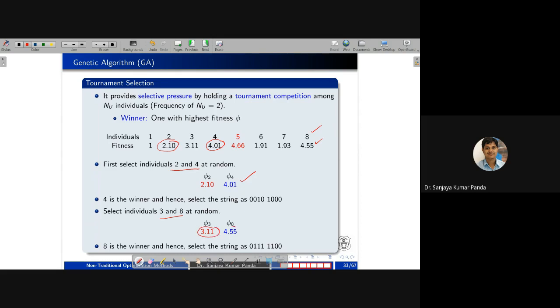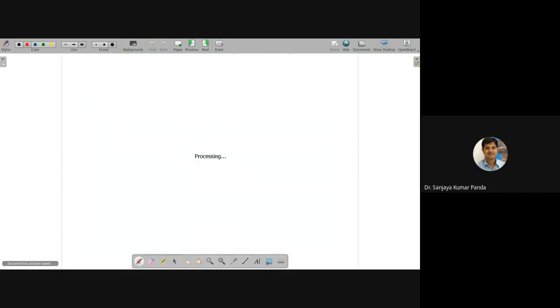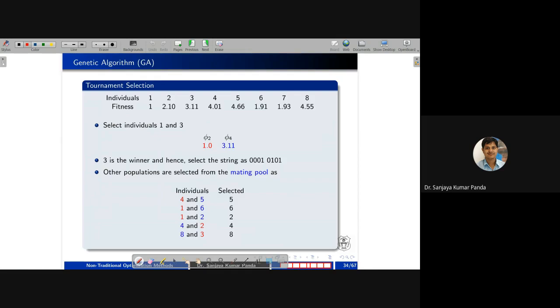Population 8's fitness value is 4.55. So 4.55 is the winner, 3.11 is the loser. Similarly, if I take another one, not 2 and 4, but 1 and 3 only, sorry. This is Q1 and this is Q3. Population 1's fitness value is 1, and 3's fitness value is 3.11. So 3.11 is the winner and 1.0 is the loser.